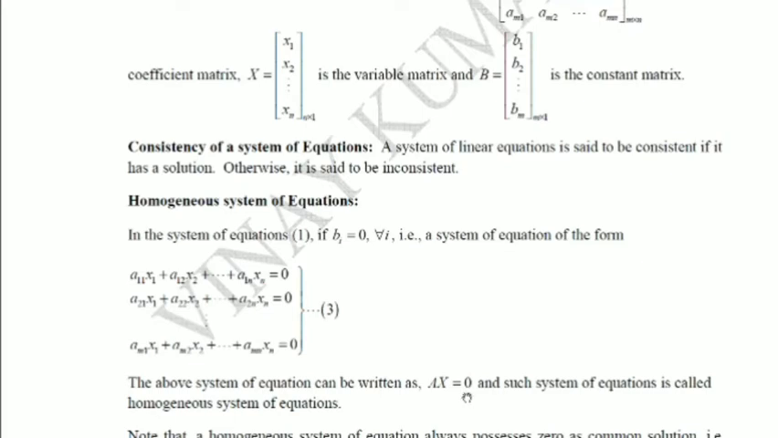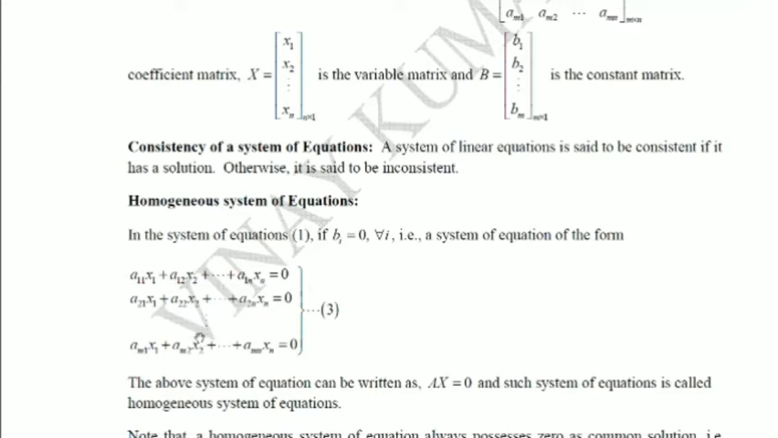And remember, a homogeneous system of equations is always consistent. That means a homogeneous system of equations has a solution. Why? Because if you give x1 as 0, x2 as 0, etc., xn as 0, if all the unknowns are 0, 0 into anything will become 0, so 0 plus 0 is simply 0. So left hand side equals right hand side.